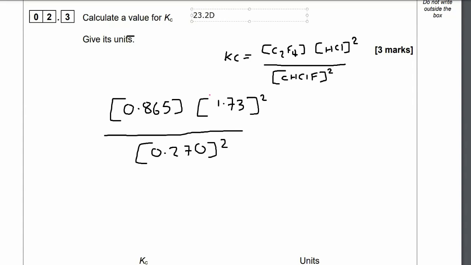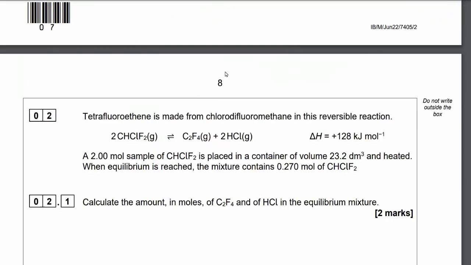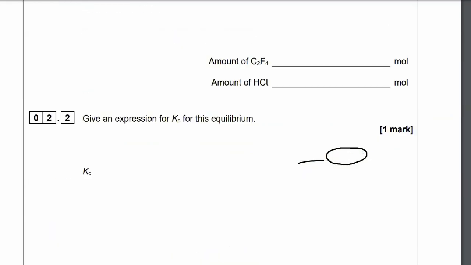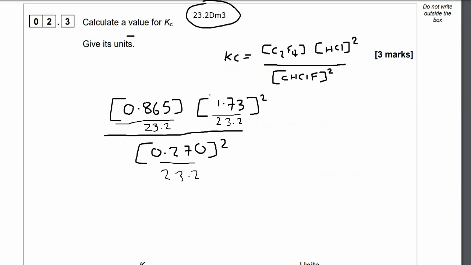Now, something that we've also got to take into account is that in the stem of the question, it told us that we had 23.2 decimeters. And it's said right here in the stem of the question that these were placed in a container with a volume of 23.2 decimeters. So we need to make sure that we divide the moles by the decimeters to get the concentration, and then we square the results for the ones we need to square.